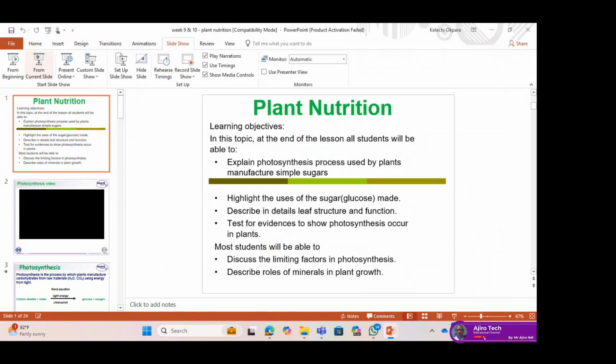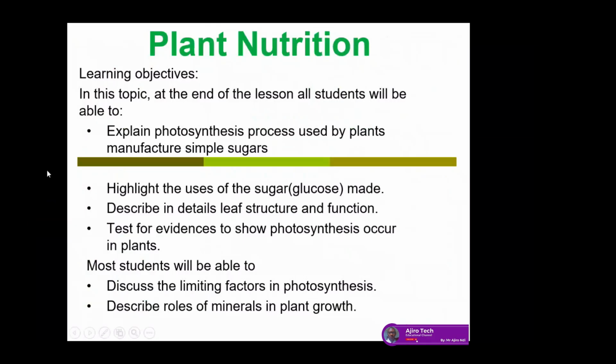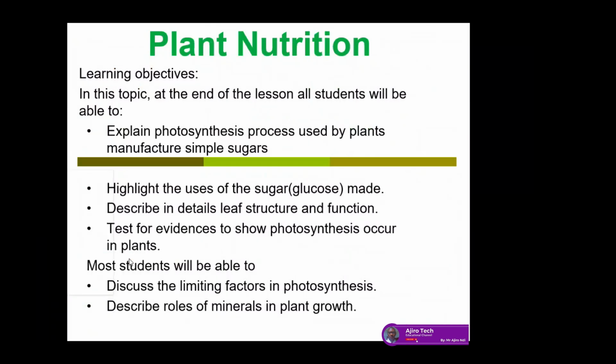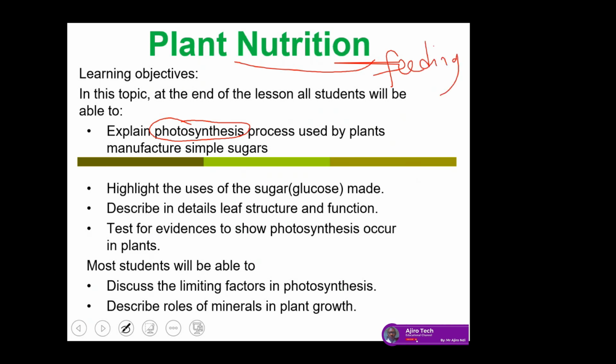All right. Plant nutrition has to do with photosynthesis, right? Nutrition has to do with food or feeding. And of course, we know that feeding is one of the characteristics of living things. Living things need to obtain food. When they obtain food, they use it for energy. They use it for growth, and every other development process.